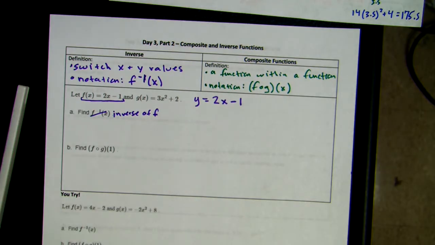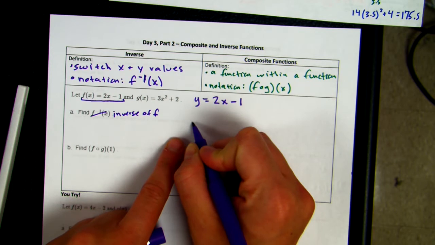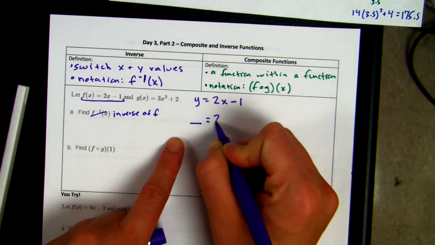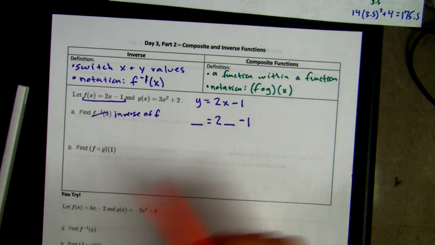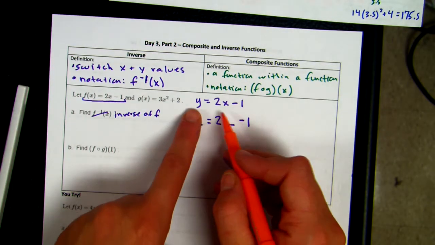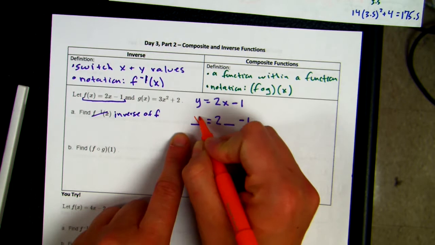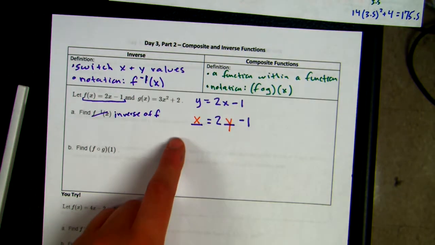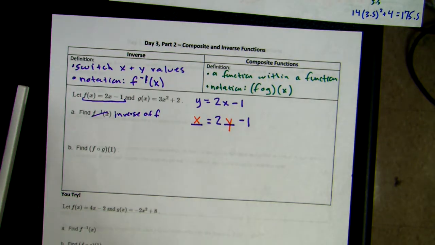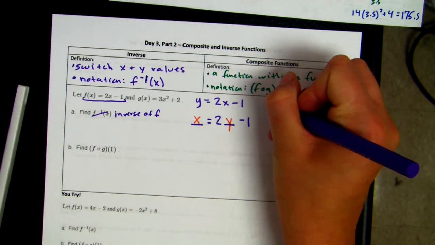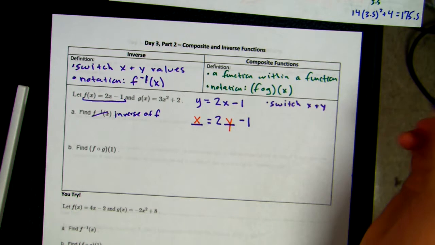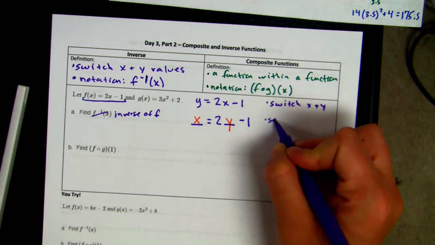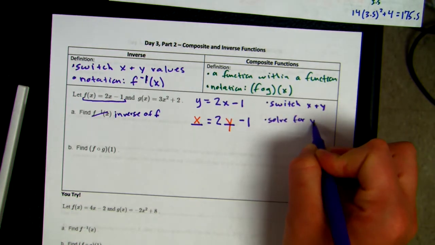From here, I'm going to switch my x and y values. So I always write a blank space where x and y are. So it makes it a little bit easier for me to switch my x and y values. So I've got x and y here. Now I'm switching the places of my x and y values. So here, if we want to write some directions on the side, we switch x and y. And then we solve for y, or get y by itself.